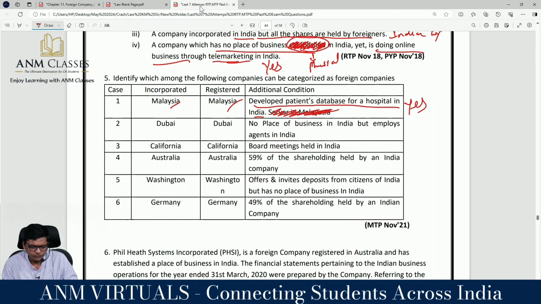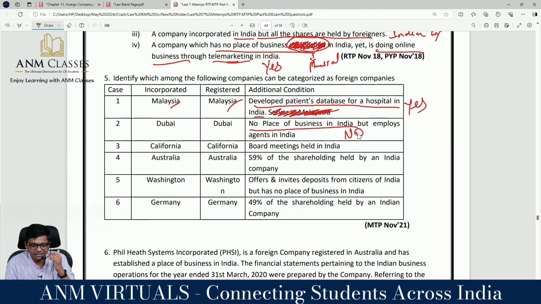Incorporated in Dubai, registered in Dubai. Clearly he is giving no place of business in India, but employs agents in India. Is it a foreign company? No. Agents will be an additional condition with place of business, so it is not a foreign company. Next, you should know the answer.